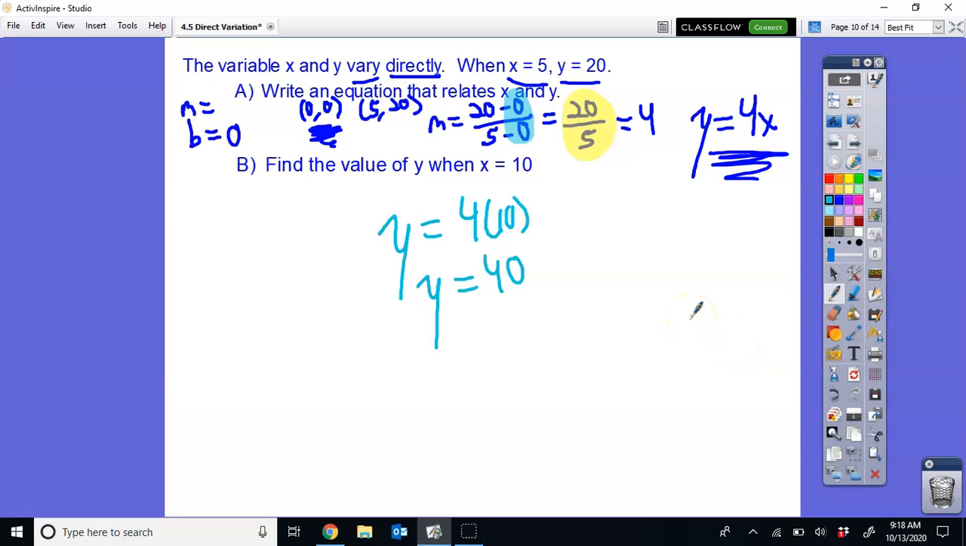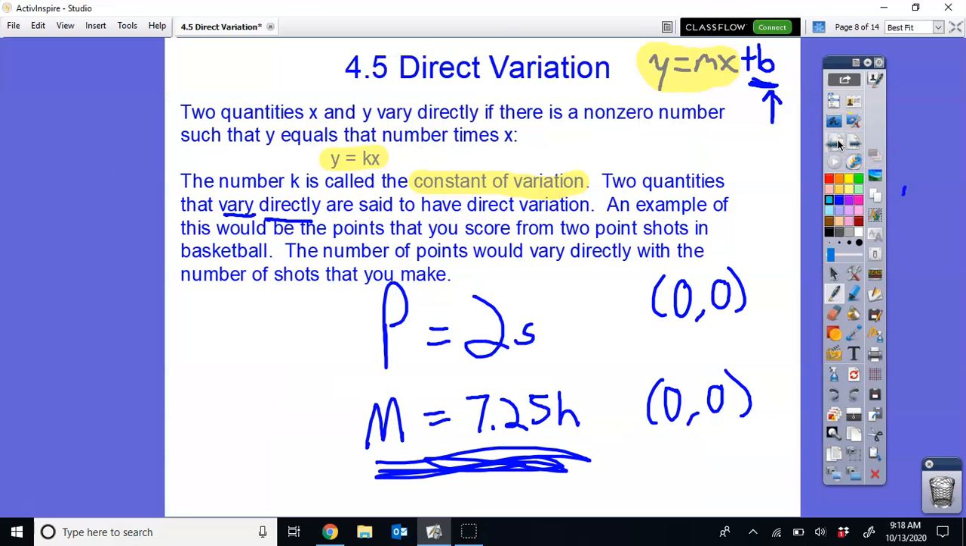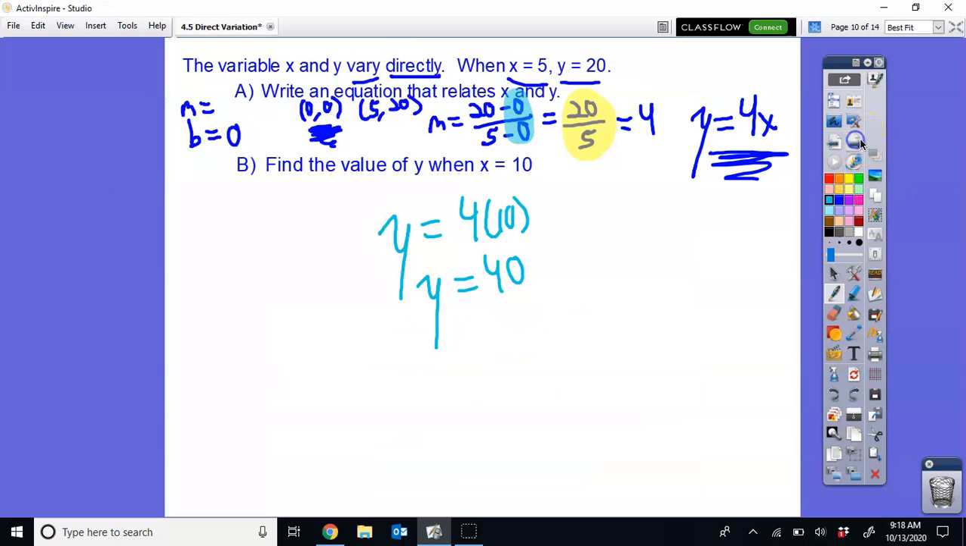And guys, this will be the same thing as if you were using that equation we talked about for the money that you're making at McDonald's, and you plug in a number of hours that you work, multiply by $7.25, you would get the money that you make. And so it would be the same concept. That's all I'm doing is just plugging in a number for x to find a y value. So that means (10, 40) would be another point if I graphed this thing.